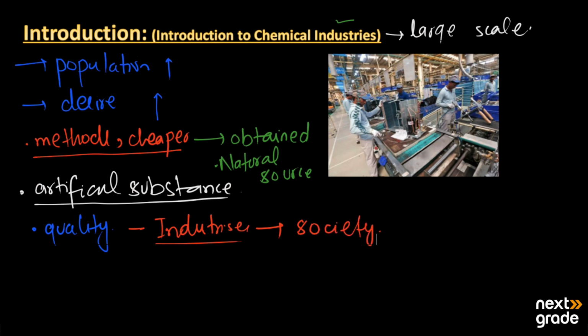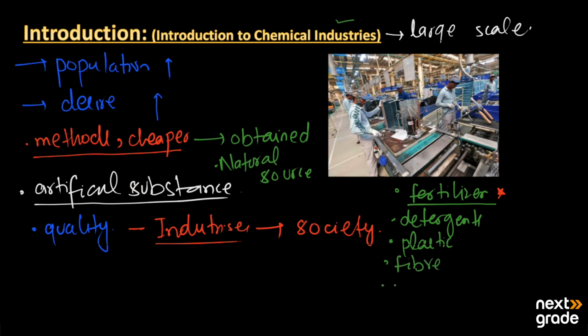So, we have thousands of products around us that are produced on a large scale, and these products may be fertilizers. Fertilizers are substances that are used to increase the fertility of the soil, along with the production of detergents that are used for washing purposes. There is a production of many plastic substances, many synthetic fibers, glass, and many food chemicals, and so on. All these are applications that have increased the standard of living of people.